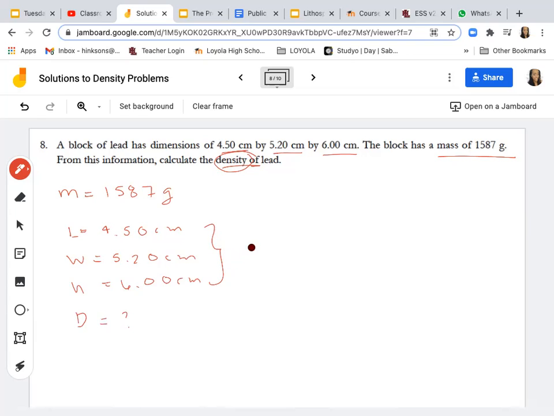And now what's up over here? Okay, so I'm gonna do 4.5 times 5.2 centimeters times 6.00. So what's the answer? 140.4 centimeters cubed. Did we all have that? Okay, so what formula am I using? I have mass, I have volume. Okay, cool.